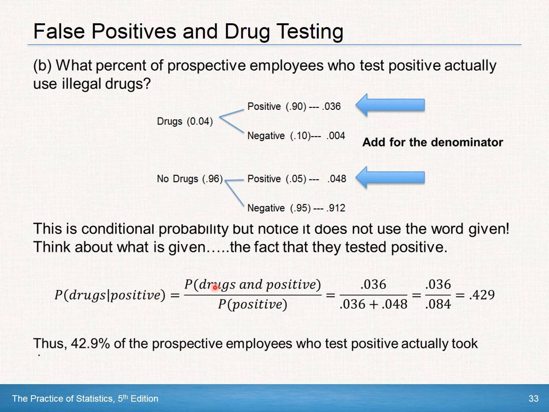So once again, tree diagram makes it super easy. Drugs and positive, boom, that's your 0.036 down here. Positive, okay, 2 different times where they are positive. We're going to add that for the denominator. Here's my fraction, that's a decimal, and my final answer. This would be very difficult to do without that tree diagram. 2 things going on, draw the tree diagram. Thus, 42.9% of prospective employees who tested positive actually took the drugs.